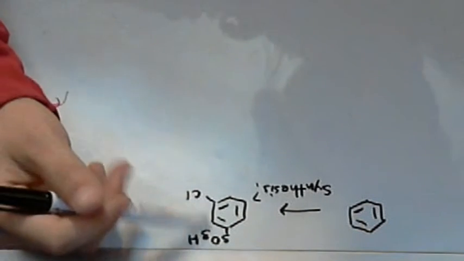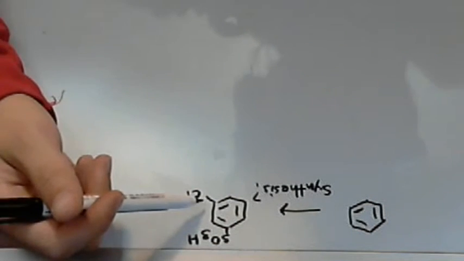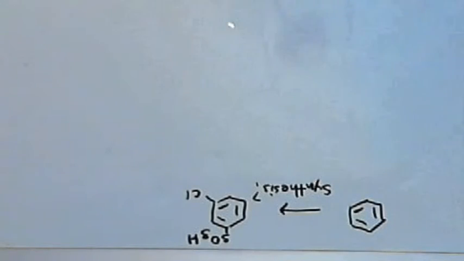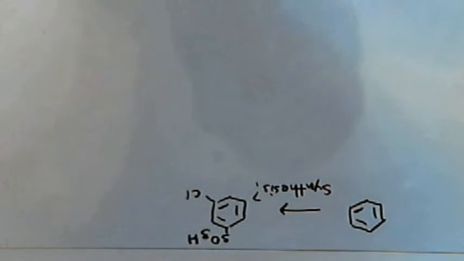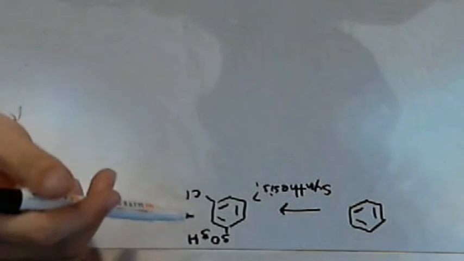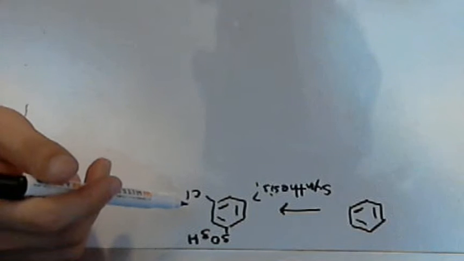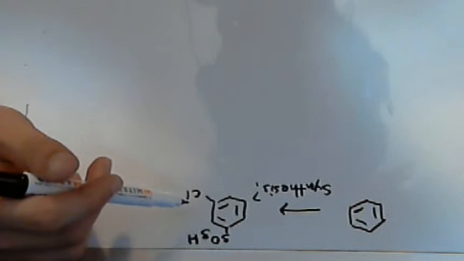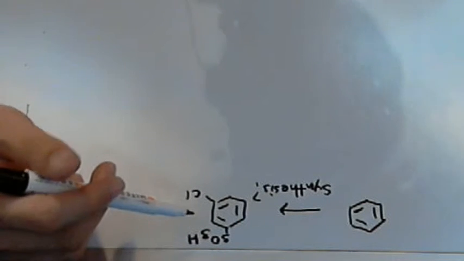So we know it is a meta relationship, right? So what group do we have to put on first to create a meta relationship? Well, it's the group that withdraws electrons through the pi system. Okay? I'll repeat that again. It's the group that withdraws electrons through the pi system, right?